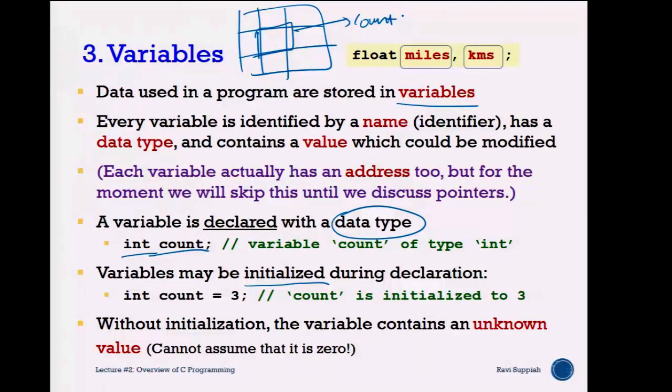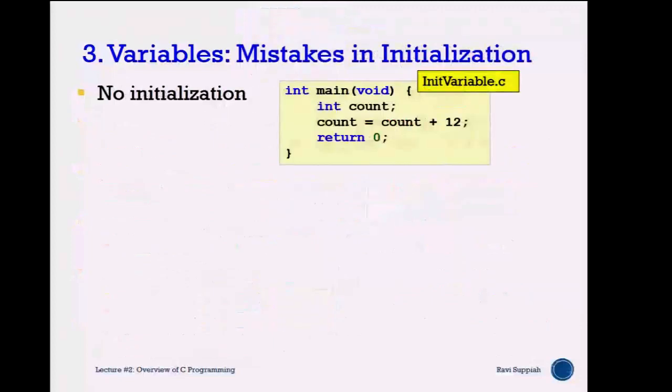But if I initialize, then I say that the starting value is 3. If I don't initialize, then of course I cannot say what is inside. It's not zero, it can be anything. It's an unknown value.